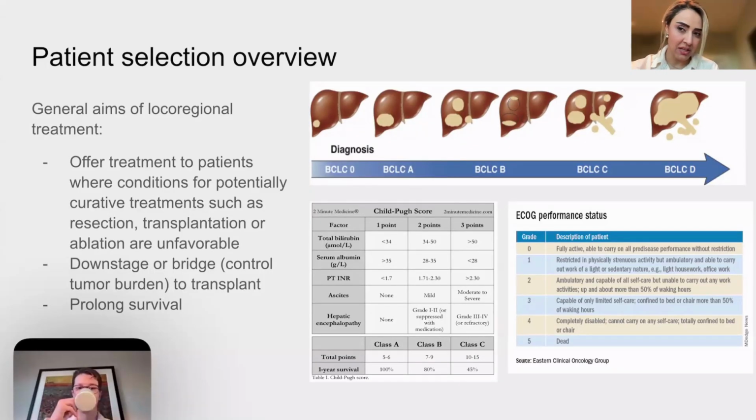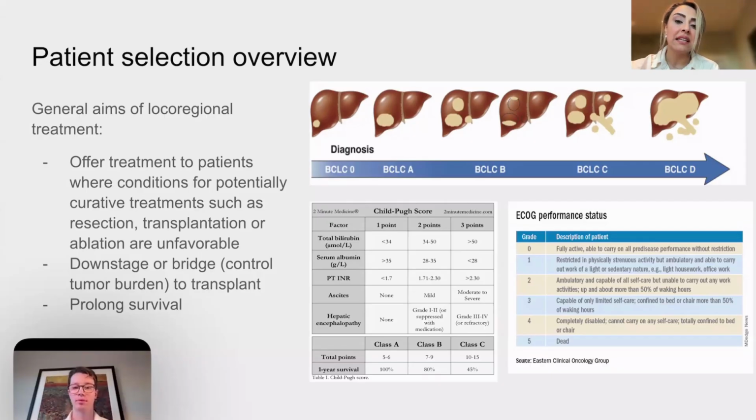They're incredibly versatile, used not just as a curative option for early stage disease, but as a bridge therapy to keep patients safely on the transplant list, or to downstage tumors to meet transplant criteria and prolong patient survival.